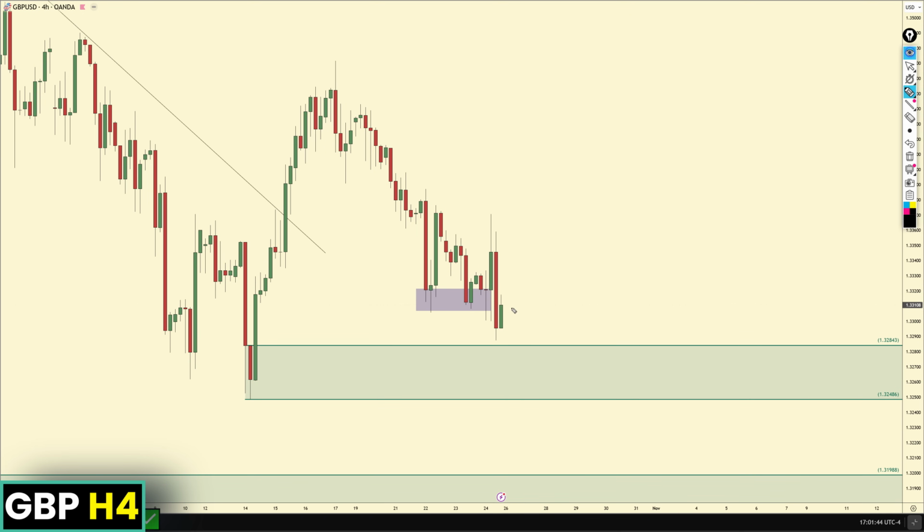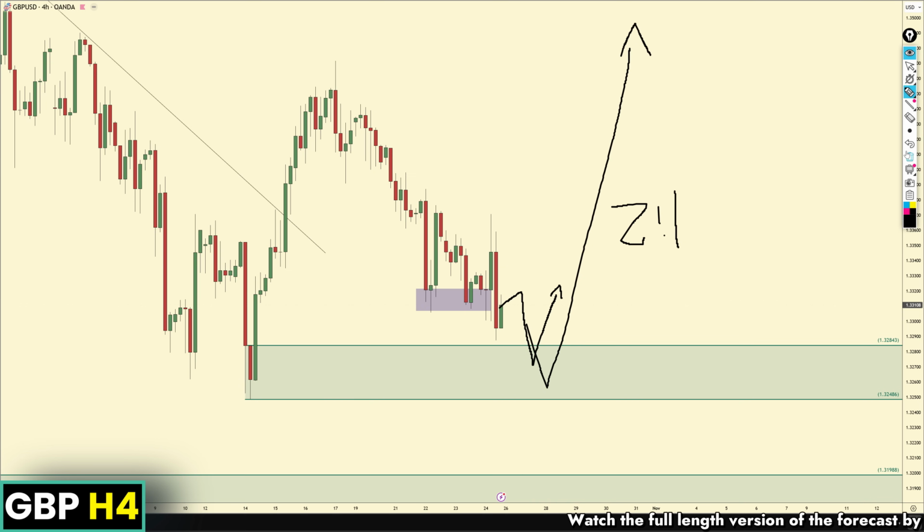But if we do get a pullback down to the zone, I think we could see a decent move off of it. Maybe a 2-to-1 max is what I could expect to go off that zone. The reason is if we had a weekly trend and a daily trend, I would say, look, the zone could be good for a 5-to-1 potentially.